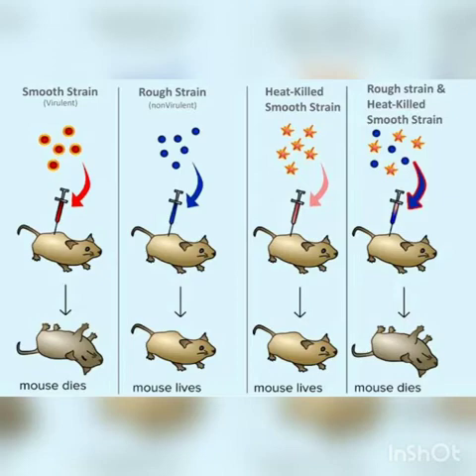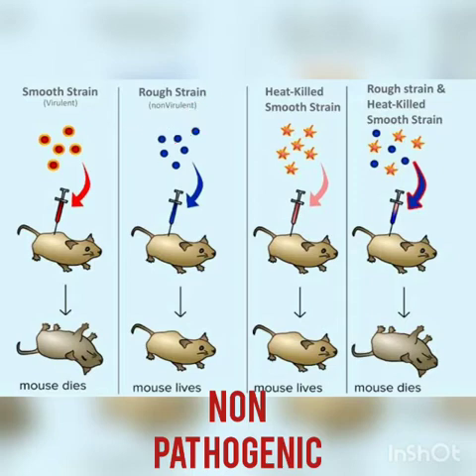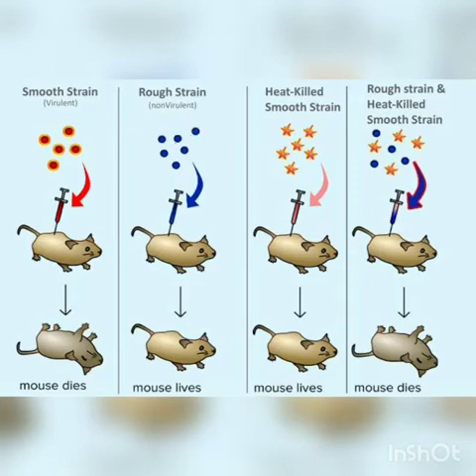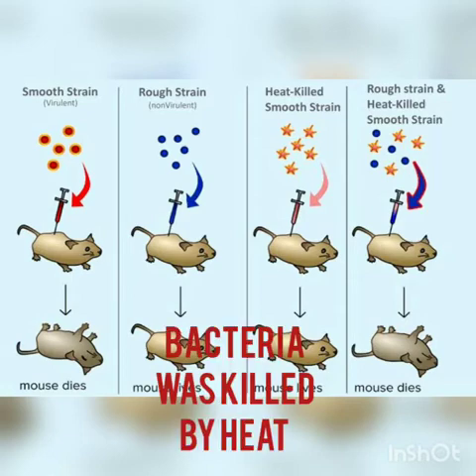The second time he again injects the mice, but with the rough strain, that is the non-virulent or non-pathogenic strain, and again the result was very much expected. The mouse lives. Why? Because the rough strain is non-pathogenic. The third time, Griffith kills the virulent smooth strain with heat and injects it into the mice. And the result is the mice lives. Why? Because the bacteria has been killed.